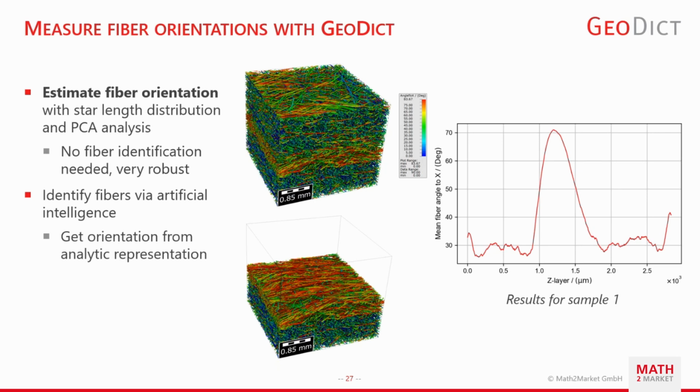For this, we also don't need to do the individual fiber identification. It's just a byproduct in the FiberFind module, but we also have a method that is only based on PCA or star length distribution that has the advantage that you don't need that high resolution. With FiberFind, usually you would like to have at least 4 to 5 voxels across the fiber diameter if you push it. Ideally it's more like 5 to 6. And for this fiber orientation, we can work with even less.